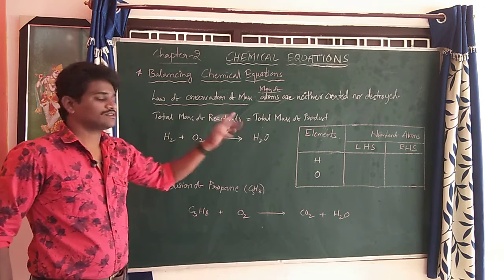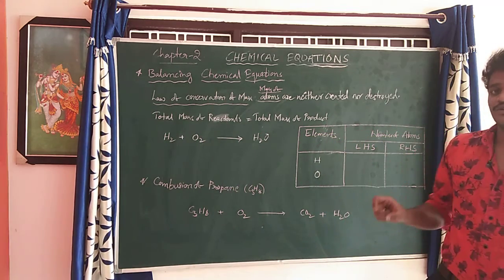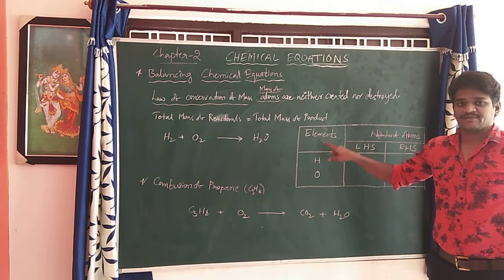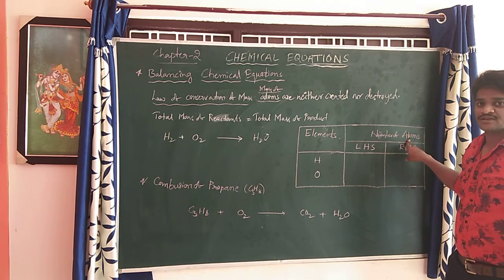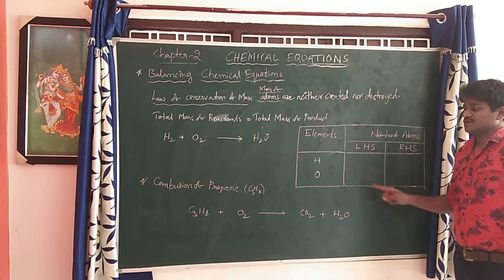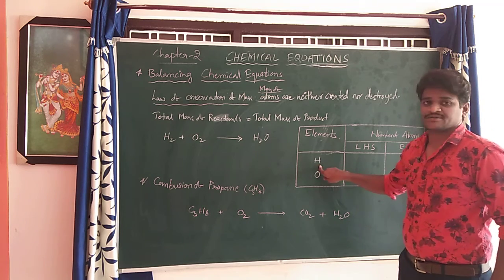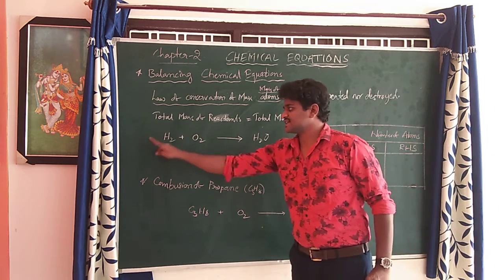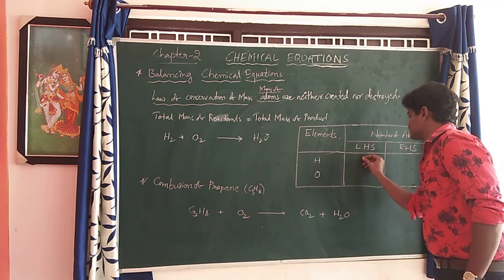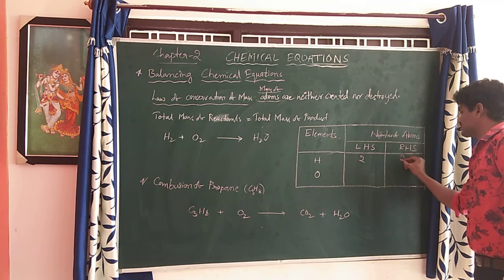So this equation we have to balance by using this table. For each and every reaction, in the examination you have to write this box, and in this box you have to write the element, the number of atoms on LHS and the number of atoms on RHS. In the initial stage, you have to write how many hydrogens are there on the LHS. This is the left hand side, right? How many hydrogens are there? Two hydrogens, so you write two. And on the right hand side, two hydrogens are there, so you write two.